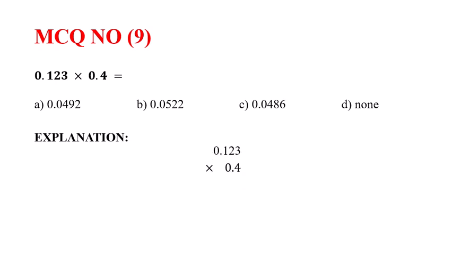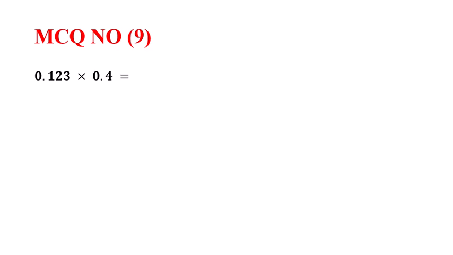Explanation: first of all 0.123 multiply with 0.4. First of all we multiply with 4, we get 0.429, after it multiply with 0, we get all of them 0, and add up these values we get 0.042492. The final answer of MCQs number 9 is option A is correct, that is equal to 0.042492.